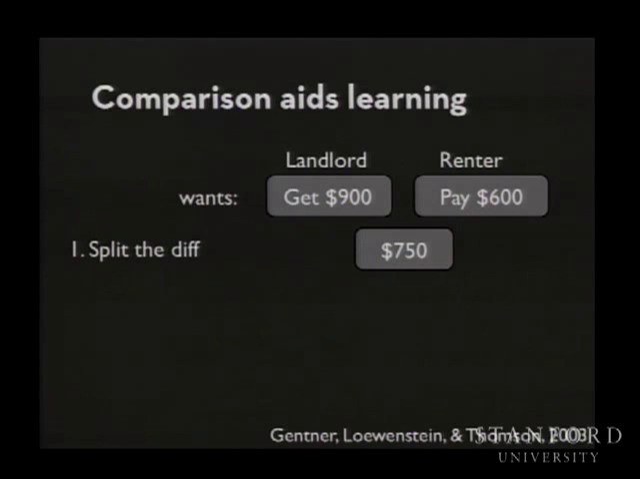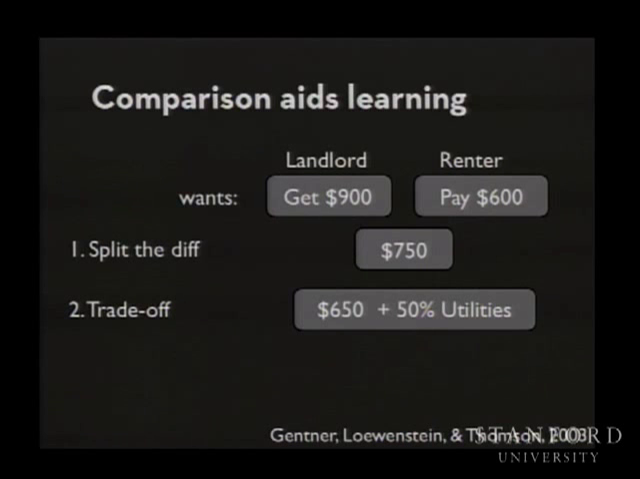Well, another strategy, what they actually want people to learn as a good negotiation strategy, is to look at some of the more subtle factors involved. Say the landlord is worried about how much gas is going to cost in the winter. A trade-off solution would be to agree on a lower rent, but then to split the gas utility bill. A more subtle, nuanced negotiation than just simply splitting the difference.